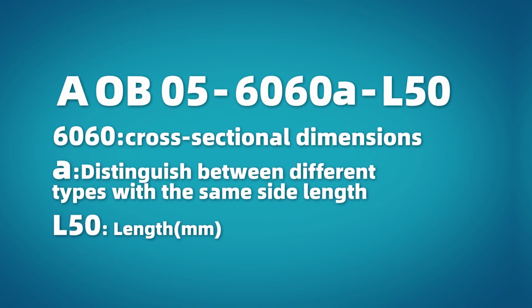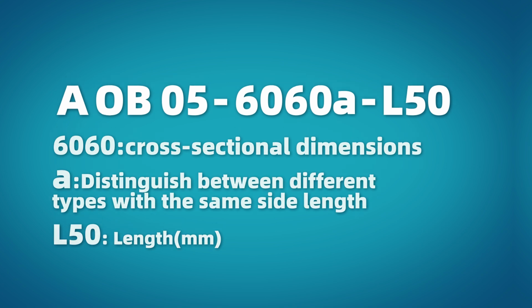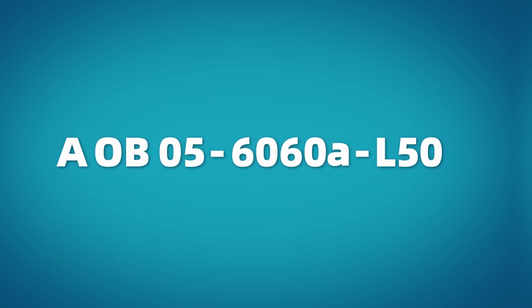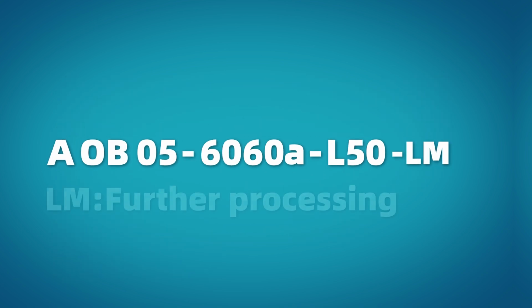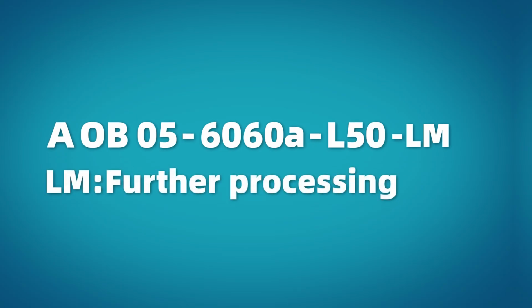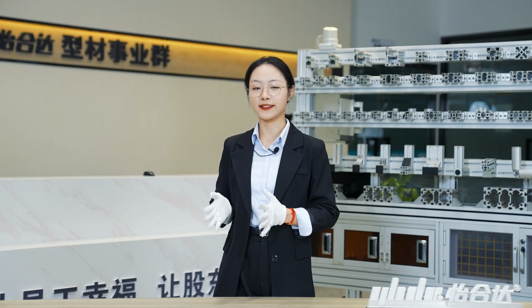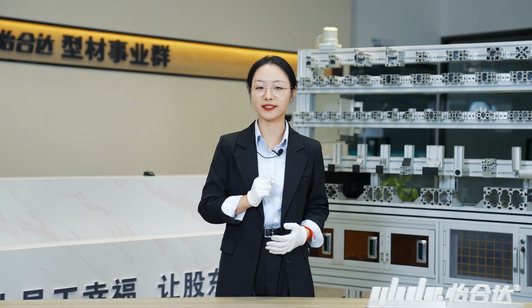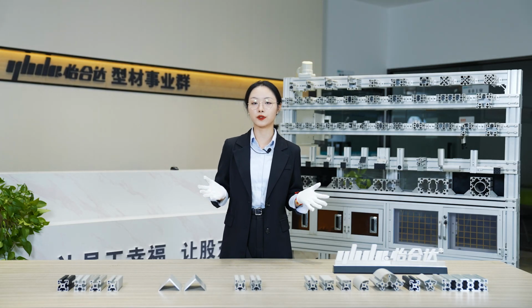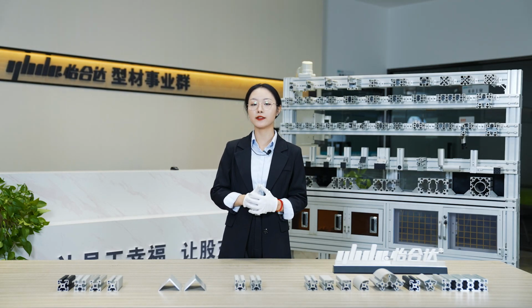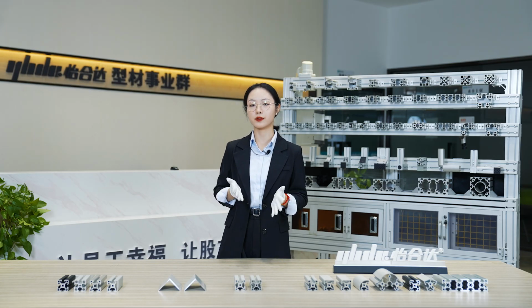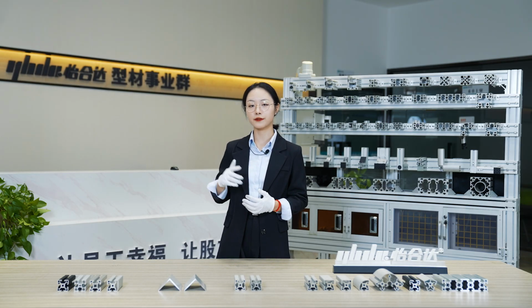L50 indicates the length of the aluminum profile in millimeters. If additional letters follow, such as LM, they indicate further processing of the aluminum profile, such as draining or tapping. By now, do you feel you have a deeper understanding of aluminum profiles? Let me show you the post-processing workshop, which hasn't been shown in our previous aluminum profile production videos.